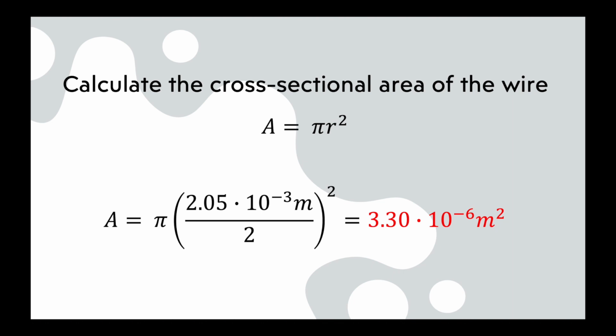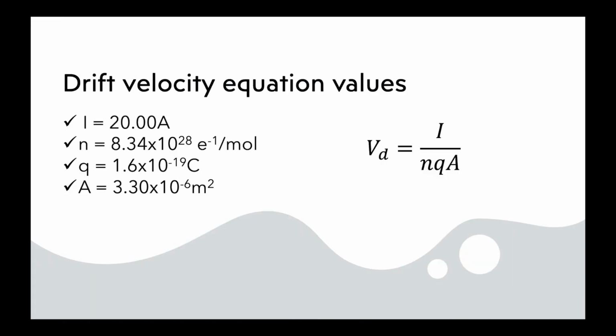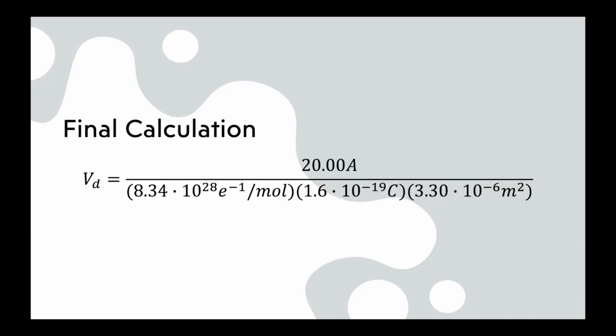We also need to find the area of a cross-section of the wire. We use the diameter given to find pi r squared. This gives us A is equal to 3.310 times 10 to the negative 6 meters squared. We modify the equation from before to find our drift velocity. Then we simply plug in the calculated figures from before. Now our final calculation will look like this.